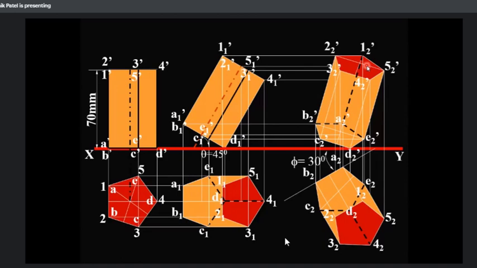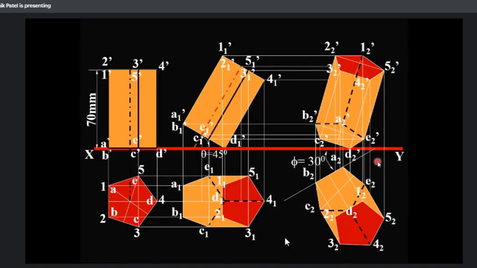The answer should remain the same. But you should remember one thing: your reduced shape cannot cross the XY line. Sometimes students draw left to right and mention A to B to here, and then the shape goes towards the upper direction. It should not cross the XY line.